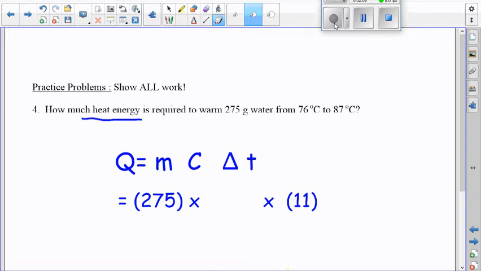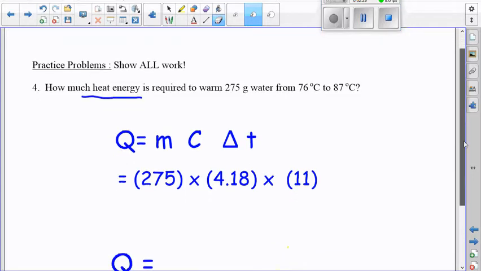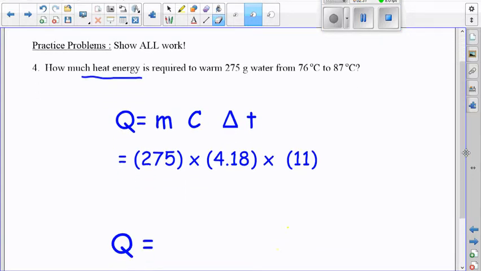And then, my C. I use this number, 4.18. How do you know that? That's the specific heat capacity of water. It's water! 4.18. Don't sleep on that 4.18. Don't sleep on water, son.